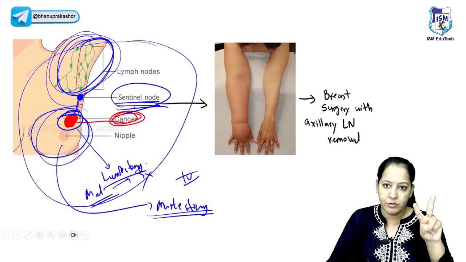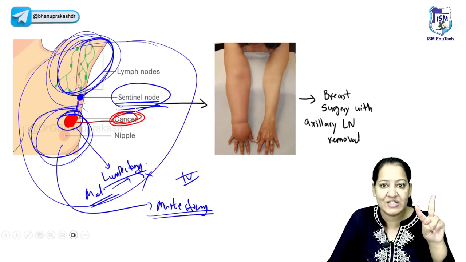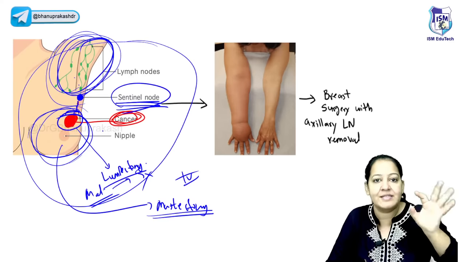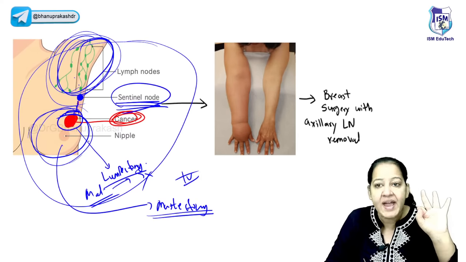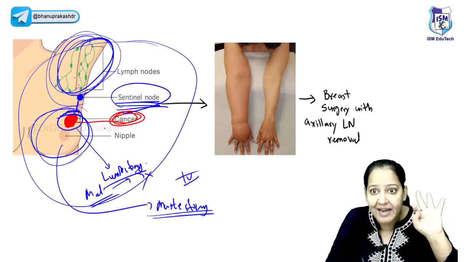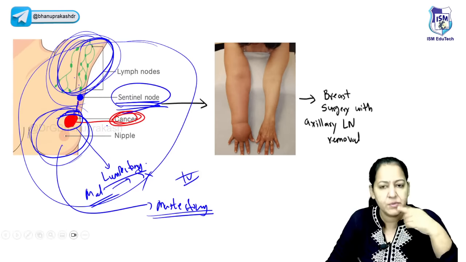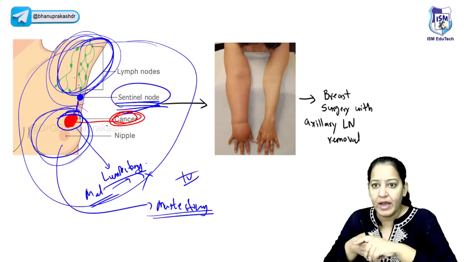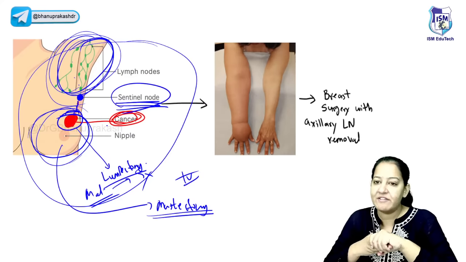So you will say, okay ma'am, I will do two surgeries. I will give two incisions. The first incision will be on the breast, depending on which quadrant it is, whether lumpectomy or mastectomy, the breast surgery. And the second incision will be given in the axilla to remove the axillary lymph nodes. So it sounds good, you can understand that. But is the axillary lymph node a vestigial organ?